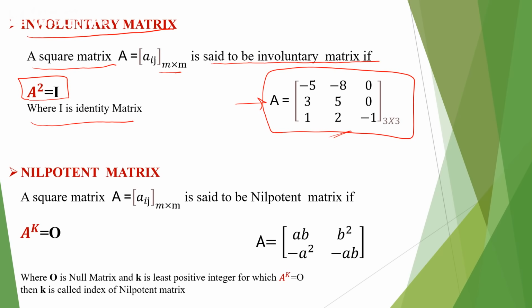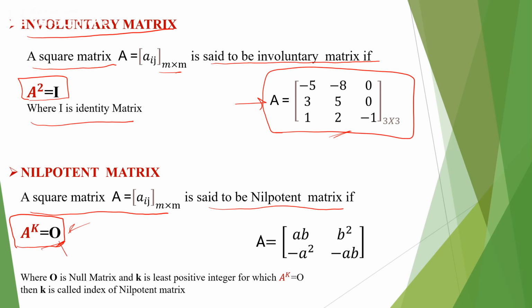The next one is the nilpotent matrix. So what is the nilpotent matrix? A square matrix of order m is said to be a nilpotent matrix if we take a matrix and multiply it with itself k times, we get a null matrix. In another way, we say a matrix multiplied a minimum number of times by itself gives a null matrix. Such a type of matrix is nilpotent.